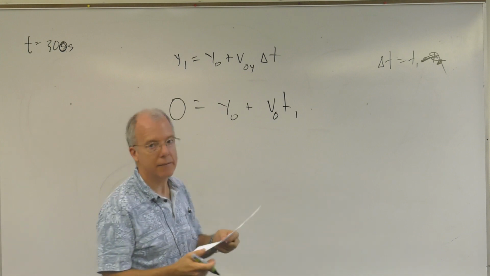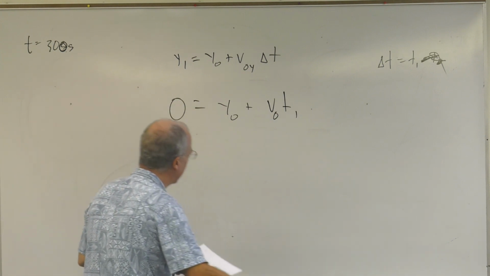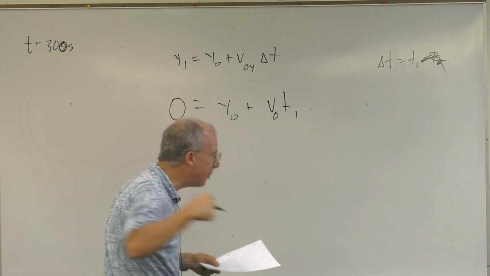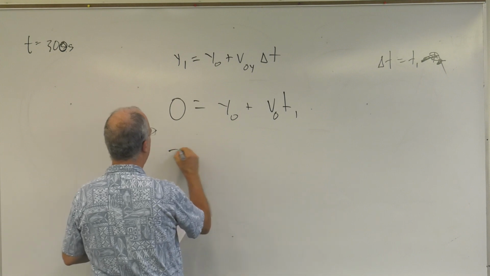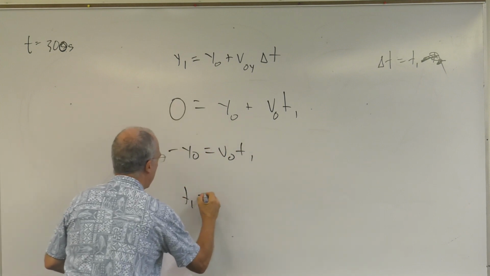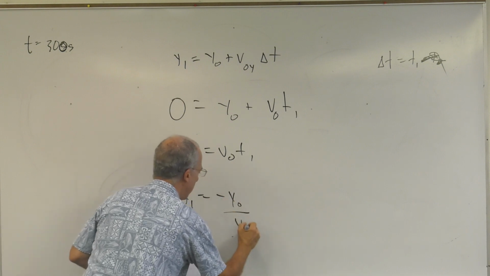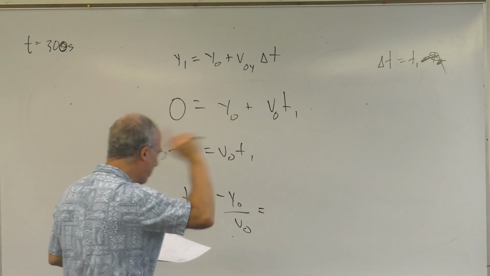Okay? Any questions? So we do the algebra first, all right? Get that in your head. Do the algebra first. So I'm trying to solve for t1. So I have minus y0 equals v0 t1. So I have t1 equals minus y0 over v0. Nothing canceled, but it didn't hurt. Well, sometimes it's going to cancel. So do the algebra first.